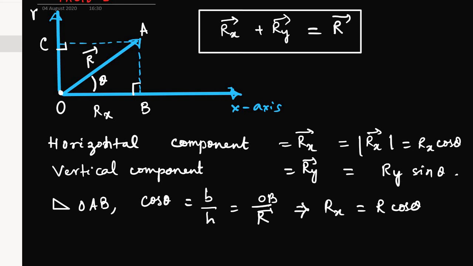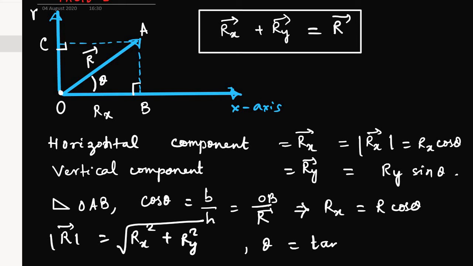Okay, you can also find that out for yourself. So how do we find the magnitude of the vector R? We have already found the components, so we will simply add them up. How to add them up? R is the square root of Rx square plus Ry square, and what will be theta? Theta will be tan inverse of Ry by Rx.